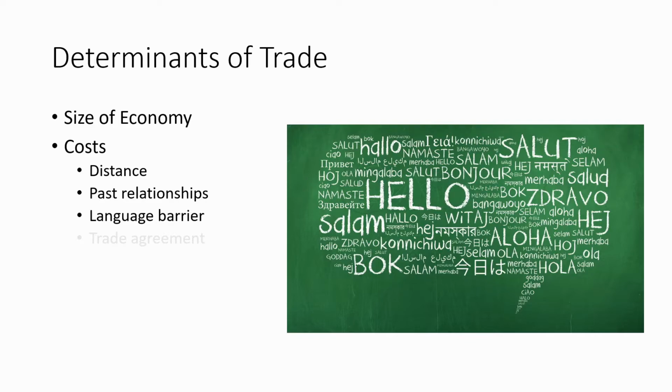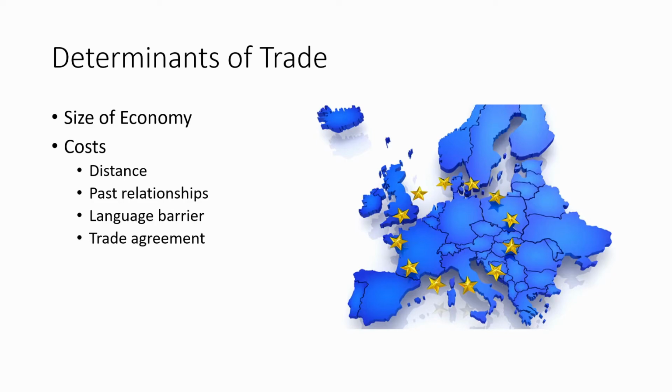Another determinant of trade is common language. So if you speak the same language as another country, you are more likely to develop trade relationships with that country due to the fact that you all speak the same language and don't have to overcome a language barrier. And another determinant of trade would be trade agreements. So the European countries that are in the European Union all have a trade agreement together, and they all trade more often due to the fact that they allow open borders and free trade amongst each other.